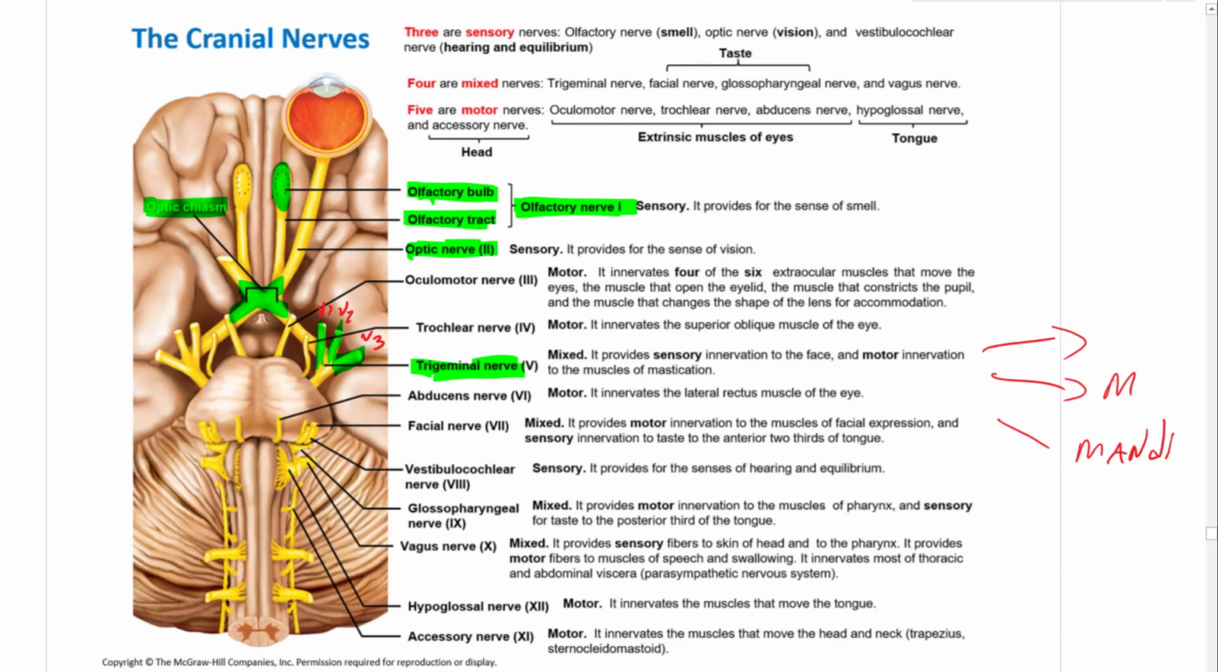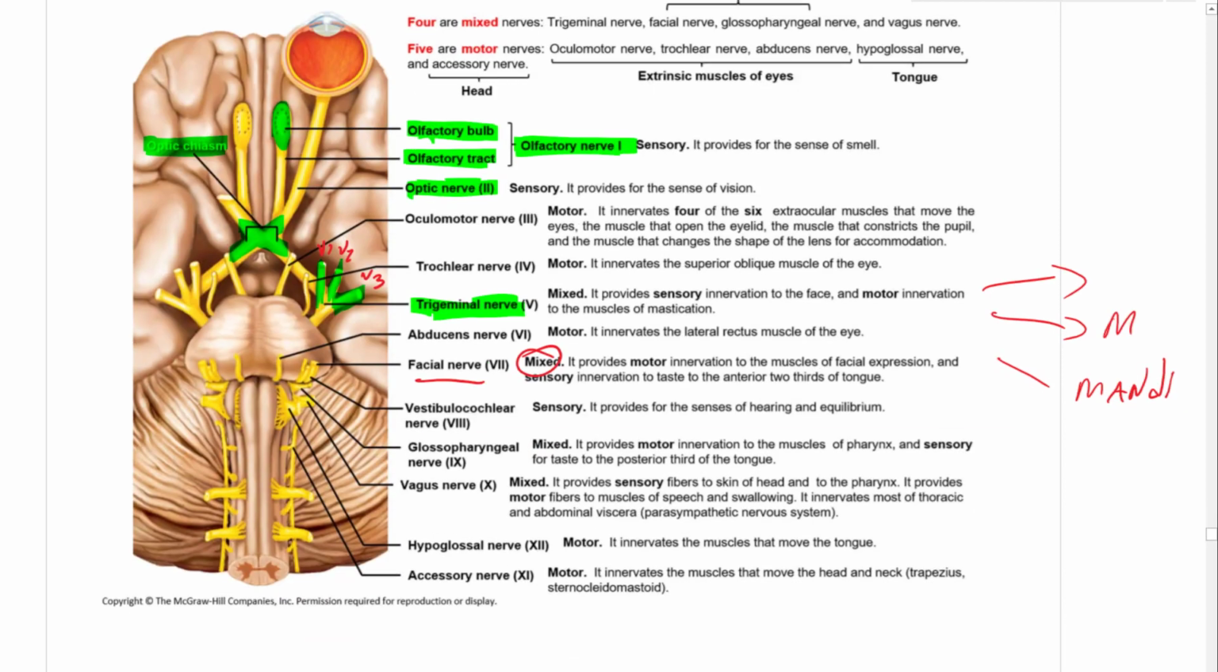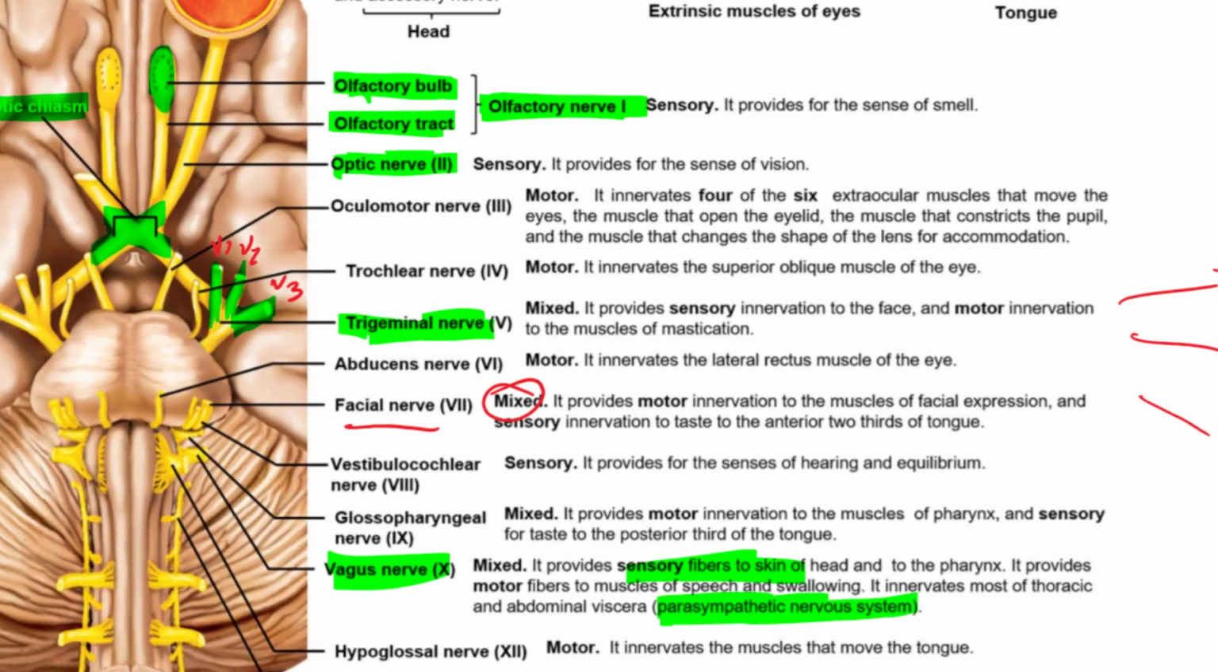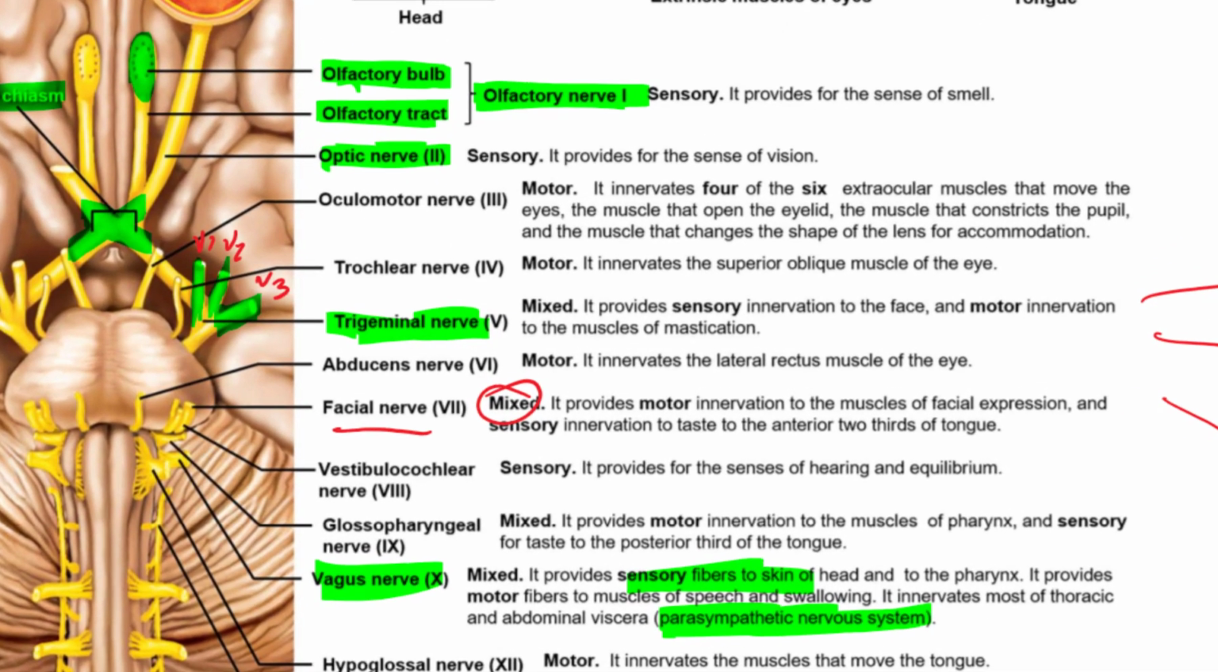You can see that the facial nerve is mixed. Your vestibulocochlear is pure sensory. Vagus, let me see, the word is here, is the main parasympathetic mediator. So please know that it is the main parasympathetic mediator and is a wandering nerve. Please remember those keywords. Okay. So the vagus nerve is important for what?